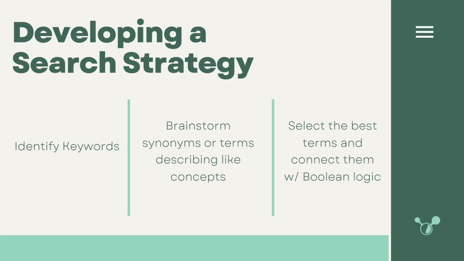When looking for articles, it's important to develop a search strategy. It allows you to find relevant, accurate sources for your assignment. There are 3 steps to this process. First, you will identify the main keywords from your topic, then brainstorm like terms to get a few other terms you can search, and finally choose the best terms and connect them with Boolean logic for more accurate searching.